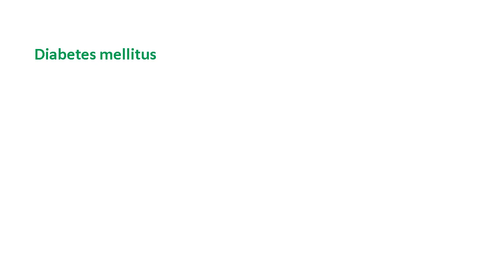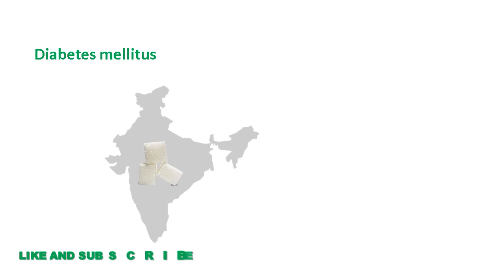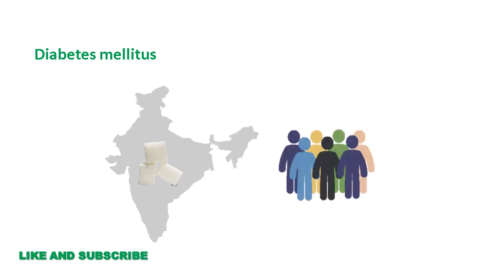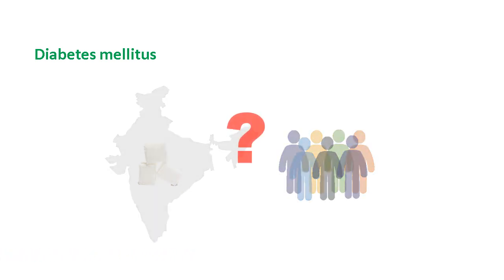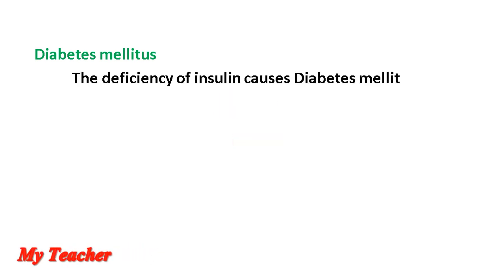Diabetes mellitus, commonly called as sugar disease, isn't it? India is one of the major sugar producing countries in the world. At the same time, the diabetic patients also increase in our country. What is the reason for diabetes mellitus? The deficiency of insulin causes diabetes mellitus.